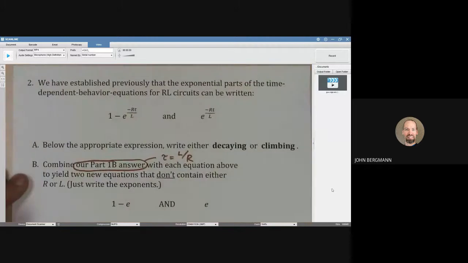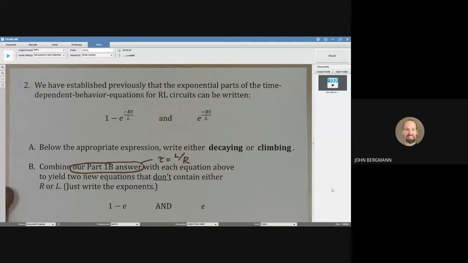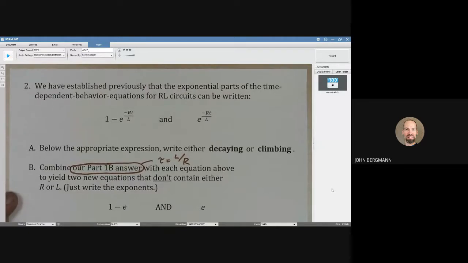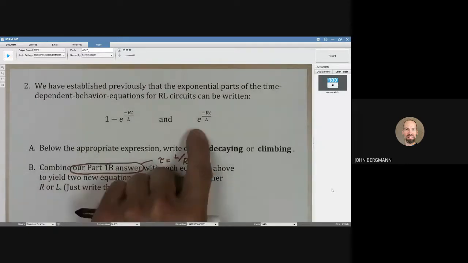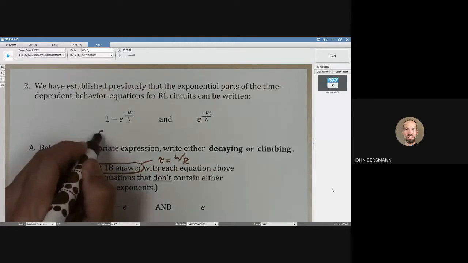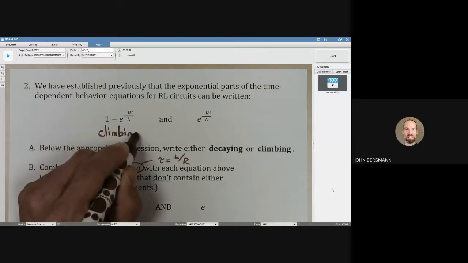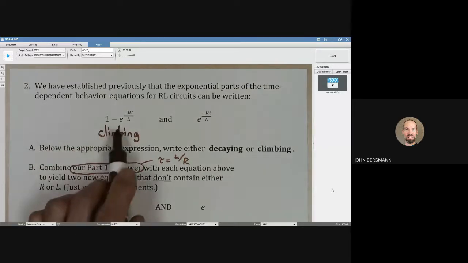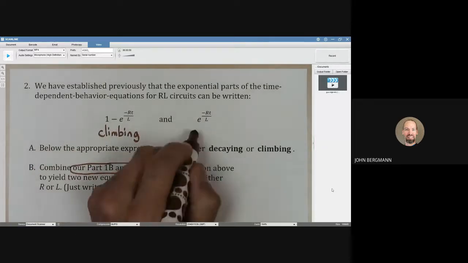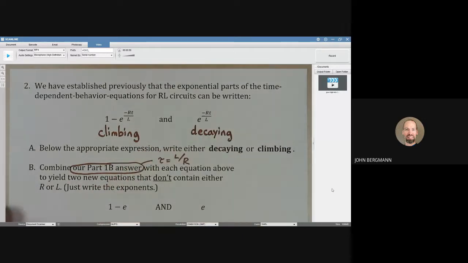We established previously that the exponential parts of the time-dependent behavior equations for RL circuits can be written like this. This was in 2 previous videos. Below the appropriate expression, write either decaying or climbing. We have talked many times that a climbing graph has this pattern, 1 minus e to the minus something, and that a falling graph or a decaying graph has that pattern.